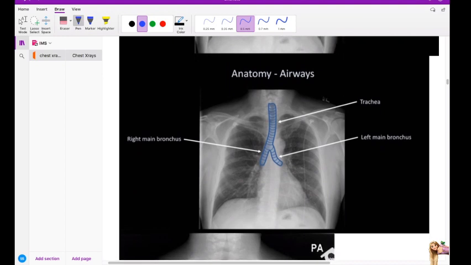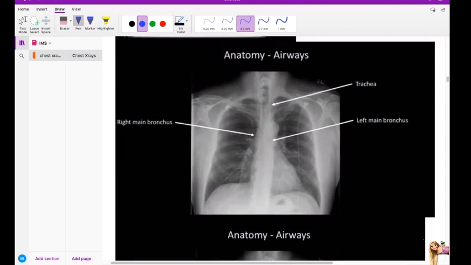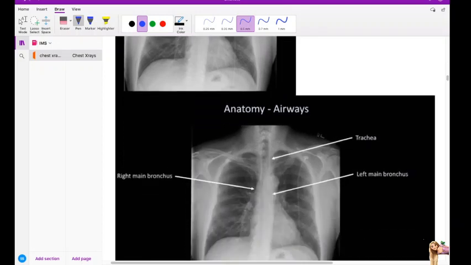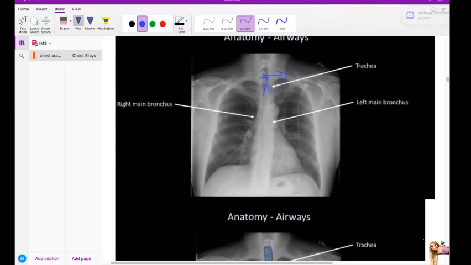You guys understood? So what do we look for in the trachea and bronchi? We look for any tracheal shift, any deviation, and any stenosis. Okay, let's just continue.